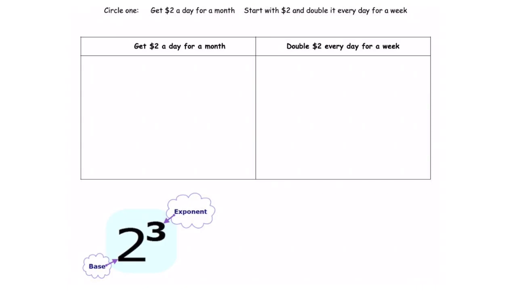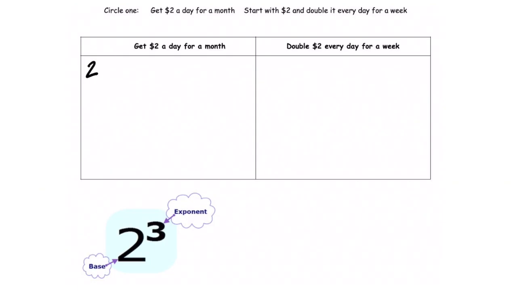Or would you rather have $2 a day, double each day, for 1 week? So for 7 days, would you rather have, starting from $2, this doubles, or would you rather have $2 a day? Think about it. Think about which one you'd want. And let's try and represent what this can look like. Let's start with the $2 a day.